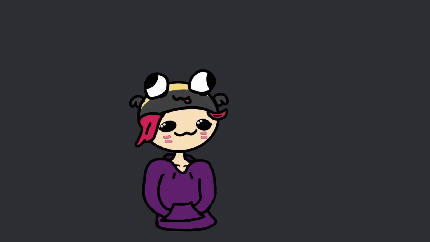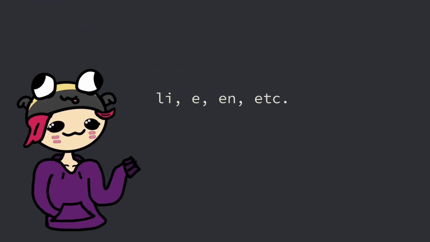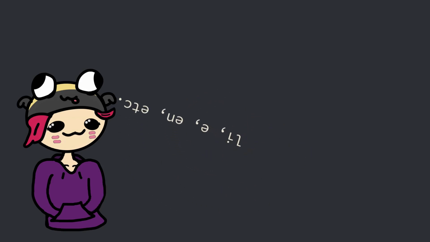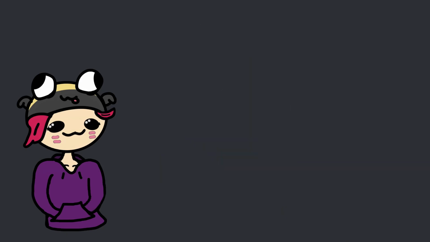When I first saw someone talking about toki pona prepositions, I thought they were talking about grammatical particles. You know, li, e, a, etc. Because grammatical particles in toki pona are always placed before their arguments, even la, which goes before the main phrase of a sentence to separate it from the context phrase. But no, they were talking about something much, much worse.